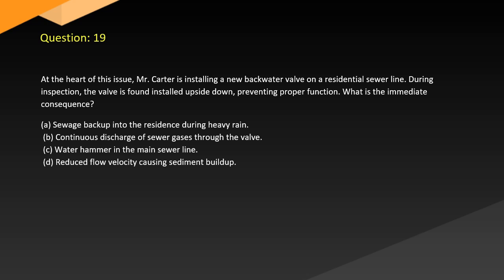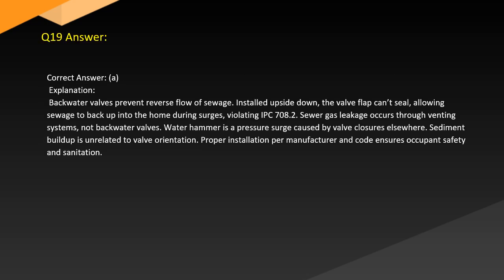A. Sewage backup into the residence during heavy rain. B. Continuous discharge of sewer gases through the valve. C. Water hammer in the main sewer line. D. Reduced flow velocity causing sediment buildup. Answer. Correct answer, A. Explanation.